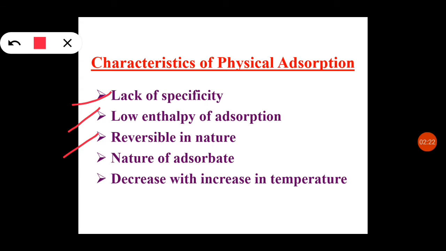Then nature of adsorbate. Nature of adsorbate refers to the physical state or the substance used for adsorption. Generally, there occurs more adsorption on the substance having more surface area. So that is about the adsorbent. As for the nature of adsorbate, generally, gases which are liquefiable easily are adsorbed easily.